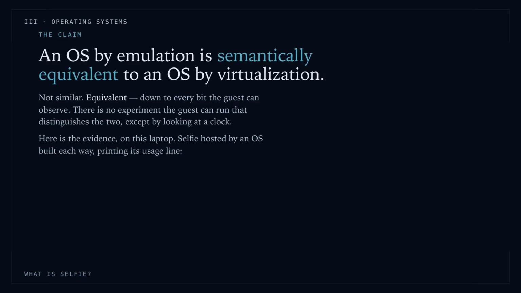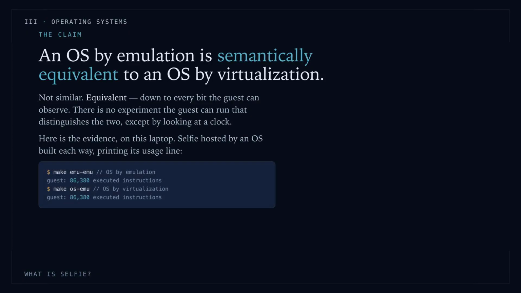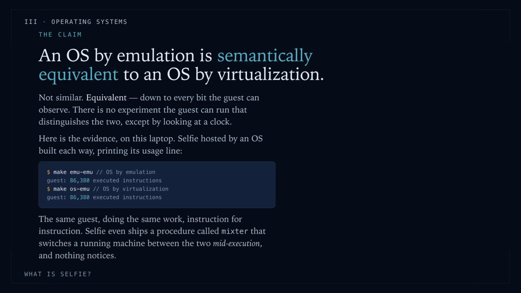And this is not something I am asking you to believe. It is something you can measure on a laptop in about a minute. Run Selfie on an operating system built each way. Under emulation, the guest executes 86,380 instructions. Under virtualization, 86,380, the same number because it is the same computation. Selfie even ships a procedure called mixter, which switches a running machine between the two mechanisms mid-execution. Nothing notices, because from the guest's point of view nothing happened.